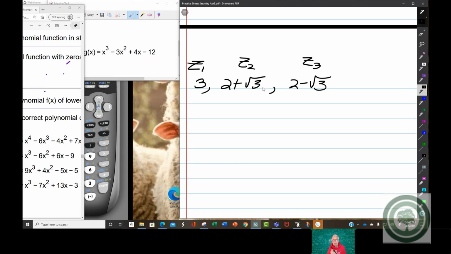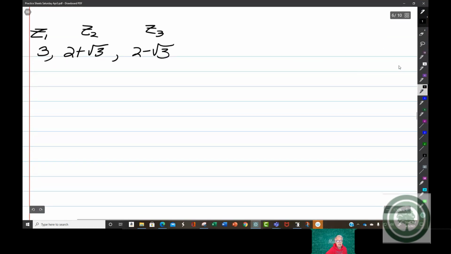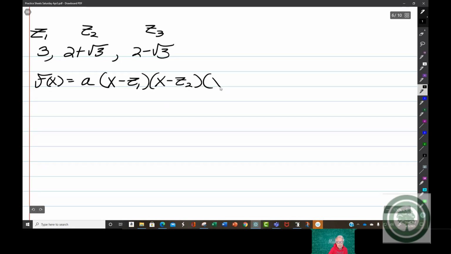No. We're going to generate a polynomial from those and talk about a slightly new concept for multiplying. It's not even really new, but trust me, you may not have done it before. A times x minus z1 times x minus z2 times x minus z3.